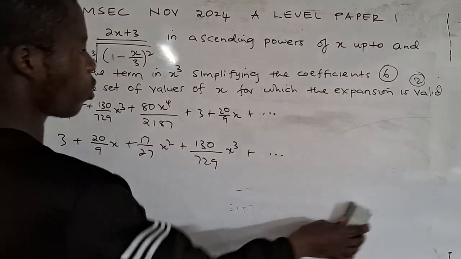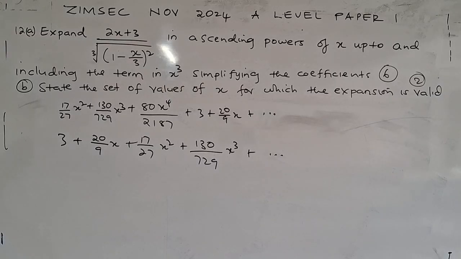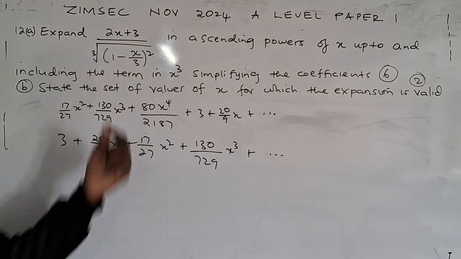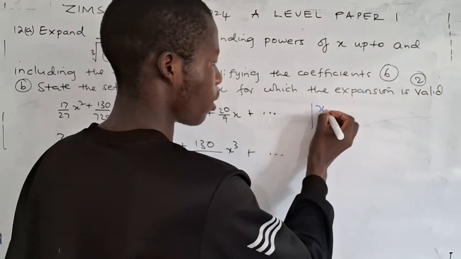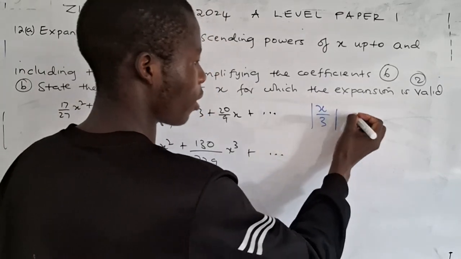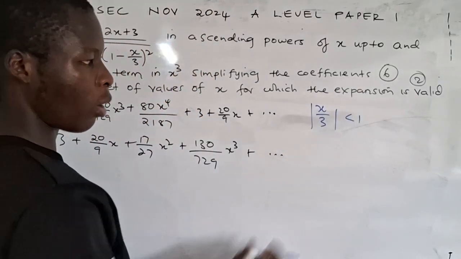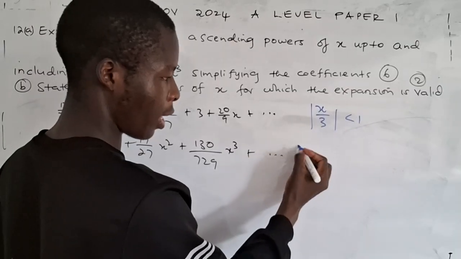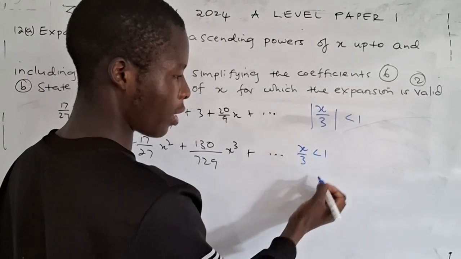Okay, state the set of values of x for which the expansion is valid. Okay, so for which the expansion is valid. See, we expanded this thing now. So you take the modulus of x by 3 is less than 1. Okay, how to solve this inequality? If the modular sign is on one side now, it means x by 3 is less than 1.